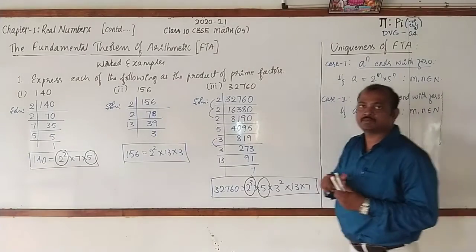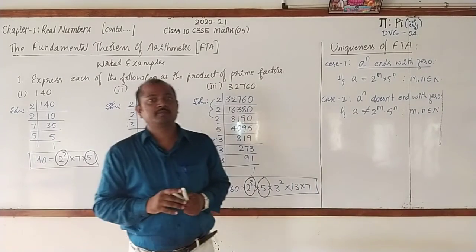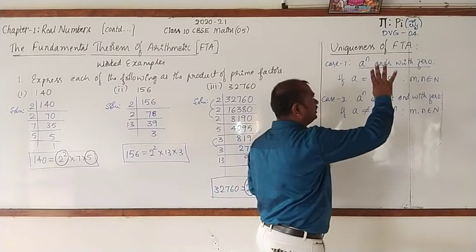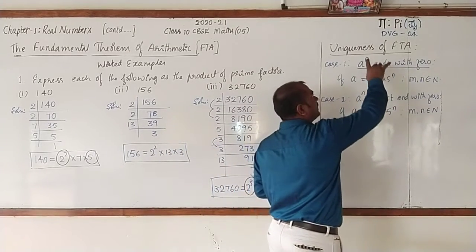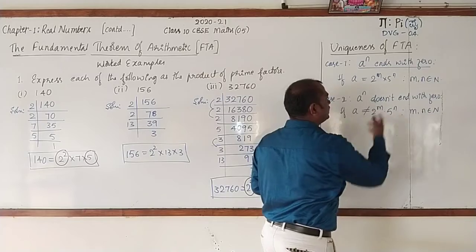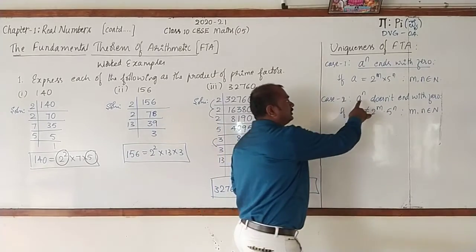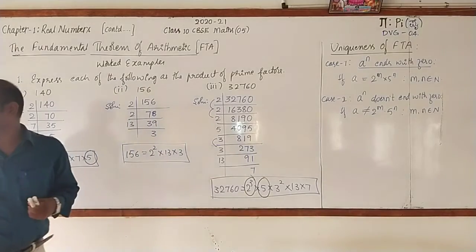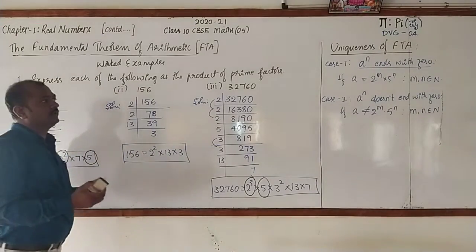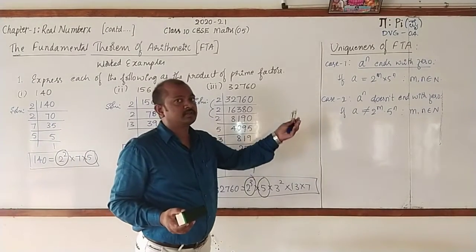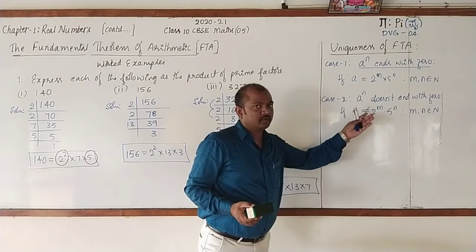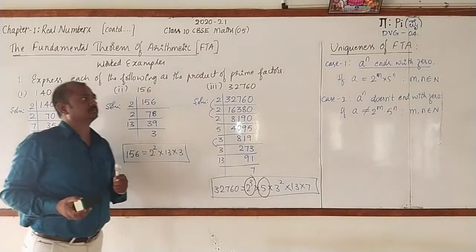If a number satisfies uniqueness of FTA, then we can say that it ends with 0. If it does not satisfy uniqueness of FTA, then we can say that the number does not end with 0. So this is also one of the important types of problems. Now let us go for solving just 2 to 3 problems on that. Please copy that.